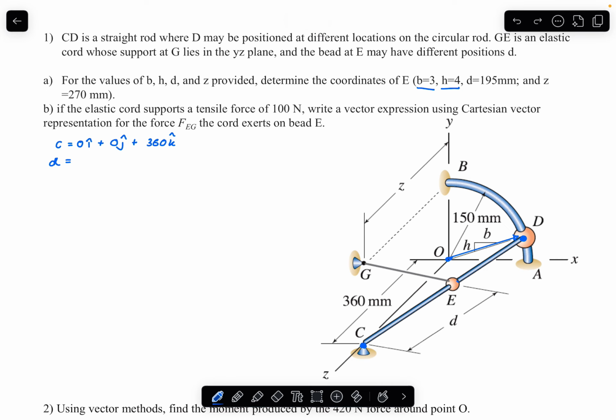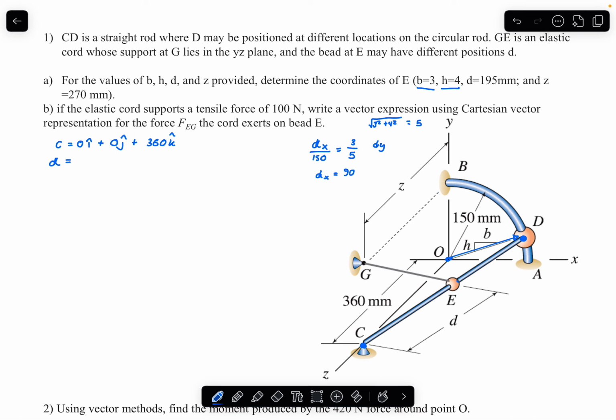First, let's figure out the hypotenuse of that. So it's 3 squared plus 4 squared. And if you put that into your calculator, you're going to get 5. So using similar triangles, you say that dx over 150, which is the hypotenuse, is equal to, let's find the x-axis first, 3 over 5. So dx is going to be equal to 90 through rearranging.